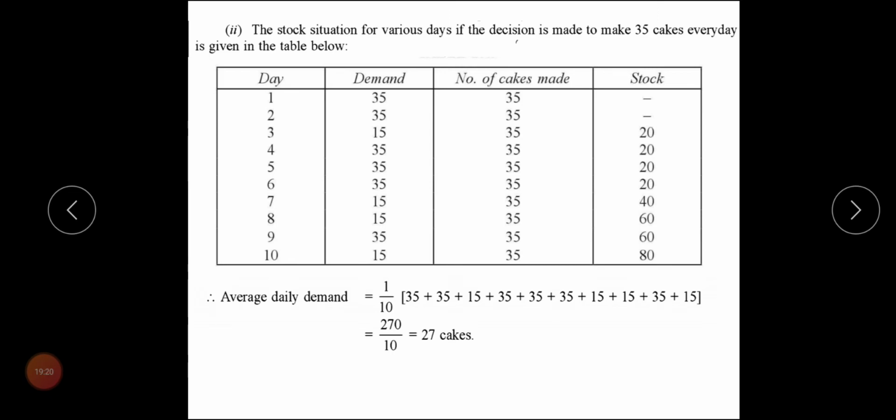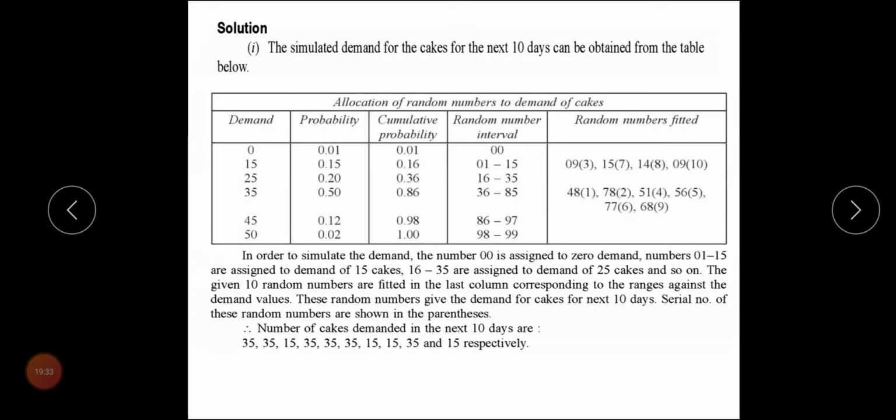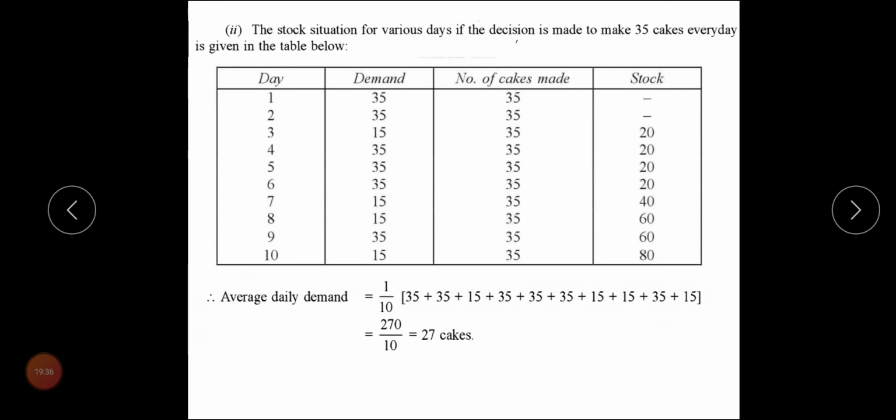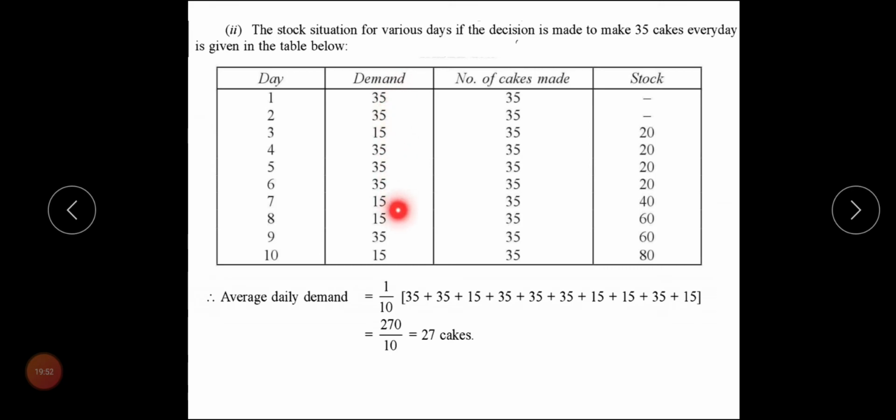Now the next one, what is asked second? Find the stock situation if the owner of the bakery decides to make 35 cakes every day. If he is producing 35 cakes every day, what will be the stock situation? See, now make a table, day 1 to 10. The demand we already found out, it is there with us. So write down this demand.